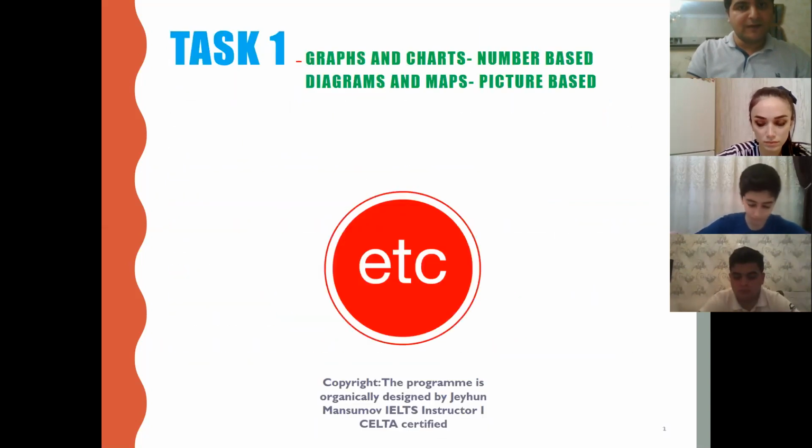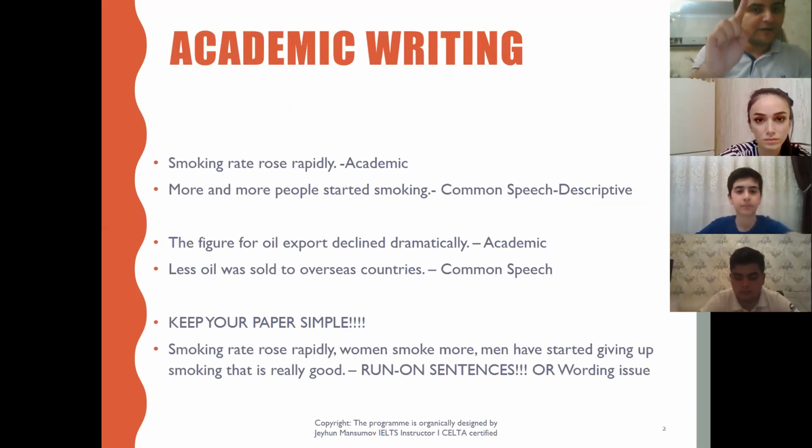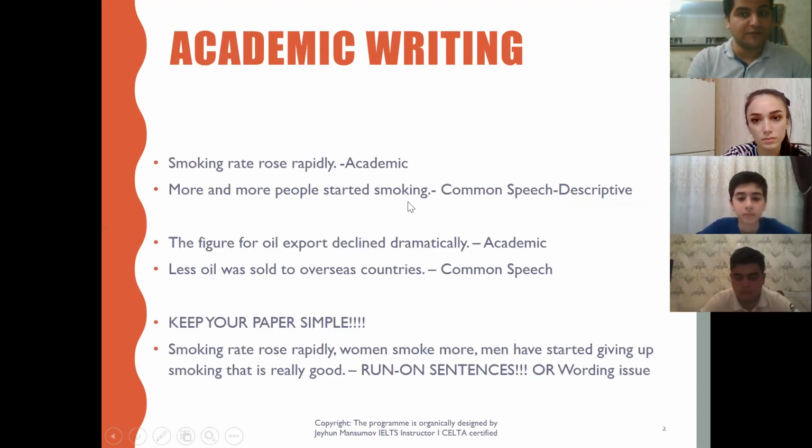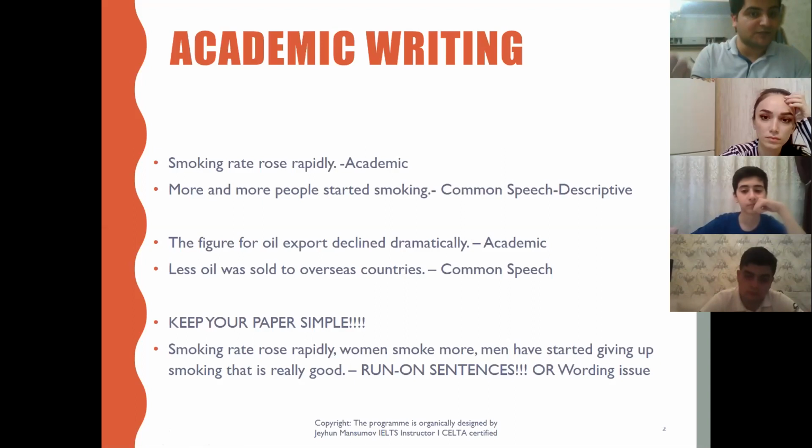Okay, now let's go to academic writing. It's our first biggest secret. How should we write academic writing and why do we need it? So "smoking rate rose rapidly" is academic, but "more and more people started smoking" is common speech or descriptive. The meanings are the same, but the styles are different. And in your paper, you have to mix them, sometimes academic and sometimes descriptive style.